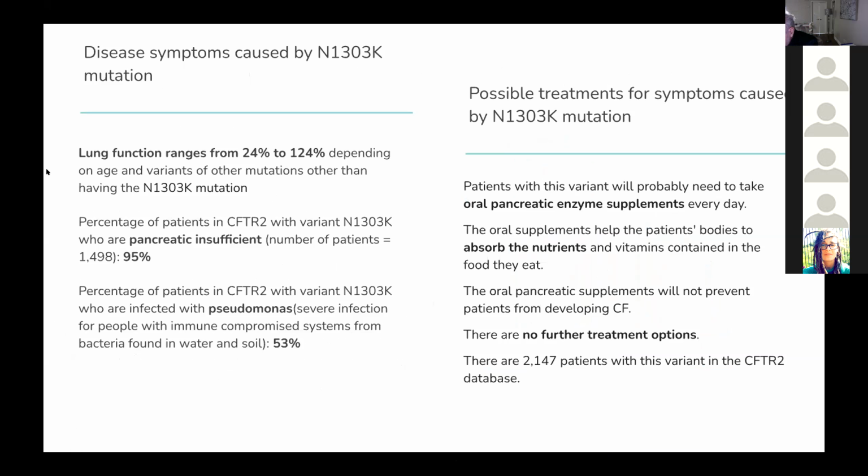And disease symptoms caused by this are that people that have it, their lung function can go down to 24%, and this depends on how old the people are, and race and ethnicity also play into it, but I didn't put that in here just because it was too much to write. And then 95% of patients that have the N1303K mutation are pancreatic insufficient, and they also have a high chance of getting this infection.